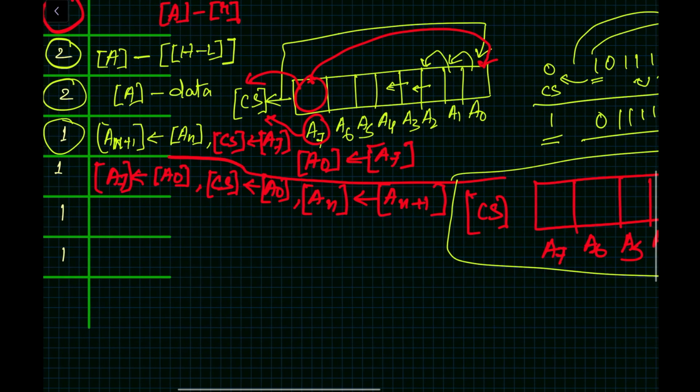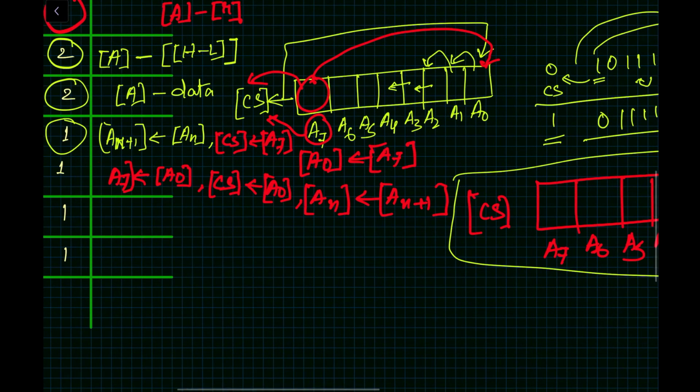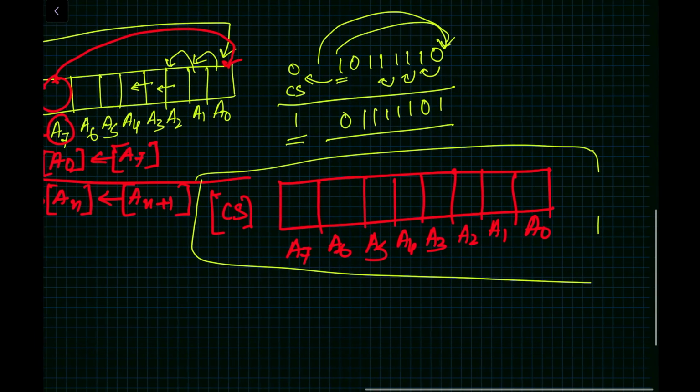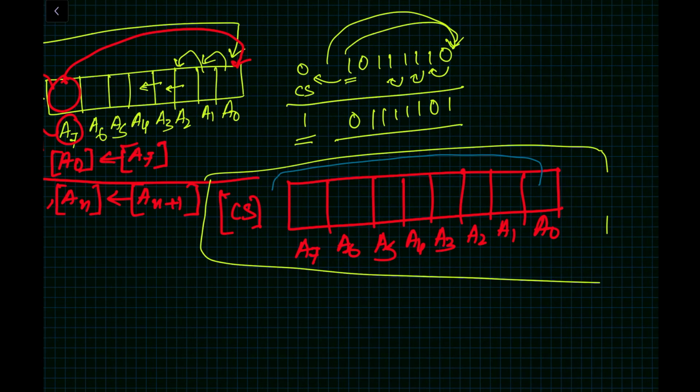Here we have to understand that A0 will come to A7. Whatever be the content of A0, this will come here into A7. After going through this instruction, A0 will come here, and again in the carry status also this A0 will be stored. This A0, the least significant bit, will come into the most significant bit A7, and all the other bits will be shifted to the right by one position.